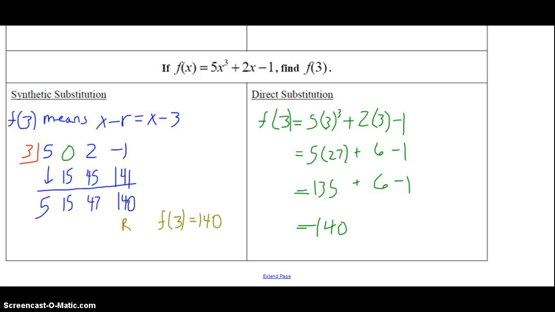So here again, whether by synthetic substitution and looking at the remainder or by direct substitution, we get the same answer, 140. So that means when we substitute 3 in for x into f of x, we get f of 3 is equal to 140. But what it also means is rather than having to substitute in directly, like we have on the right, we can use synthetic substitution, which we know is a very easy procedure. And that allows us to use the remainder to find what the direct substitution value would be.